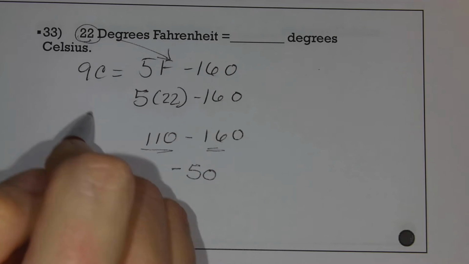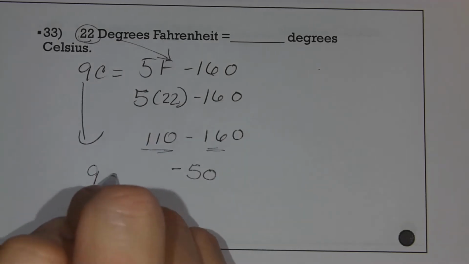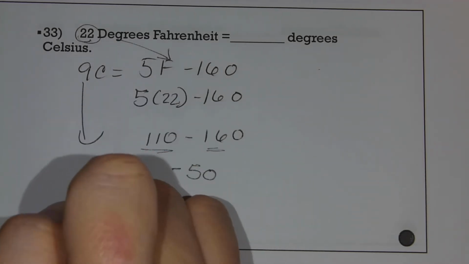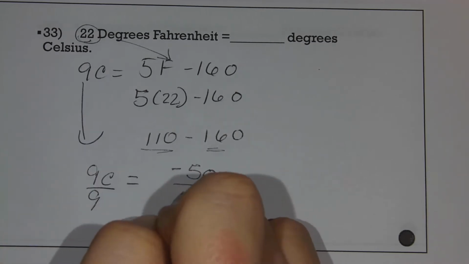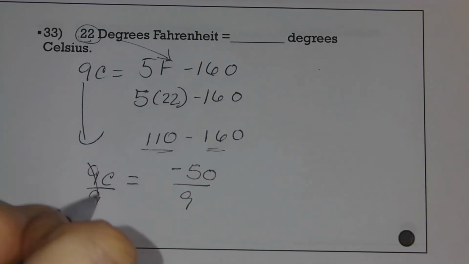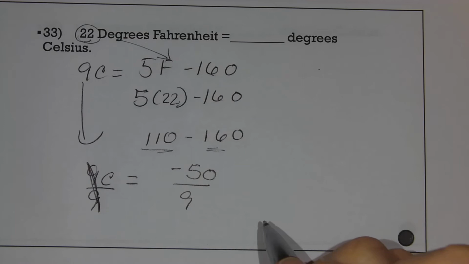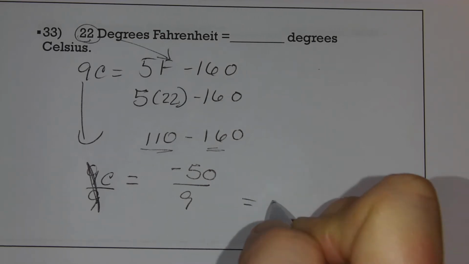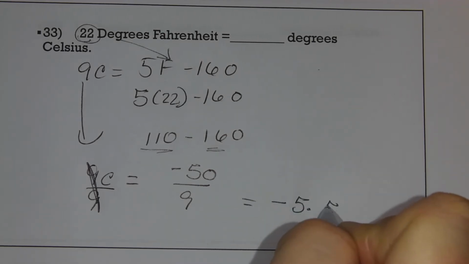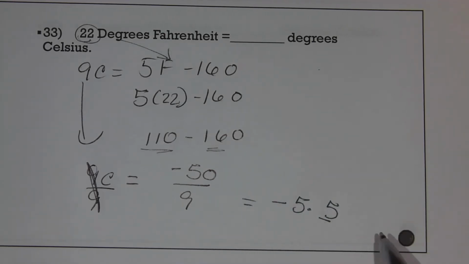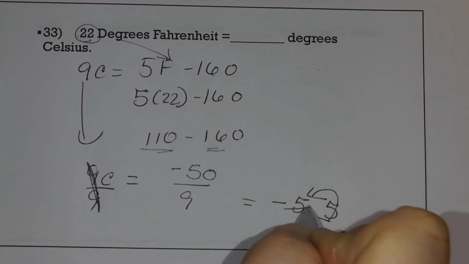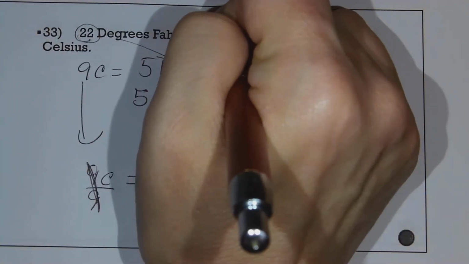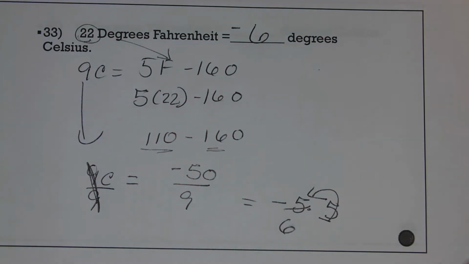Okay. And then you bring your 9C down. Because it's on this side by itself, you need to divide in order to cancel these two 9s out and leave just C. So the Celsius temperature is going to equal negative 50 divided by 9, and that equals negative 5.5. This is 5 or higher, so that would round this number up to 6. So you have a negative 6.